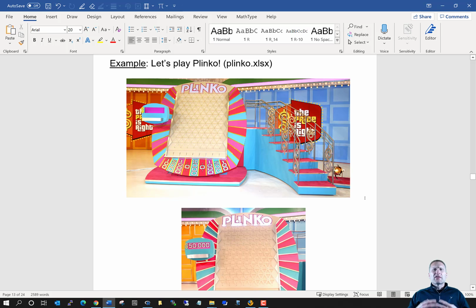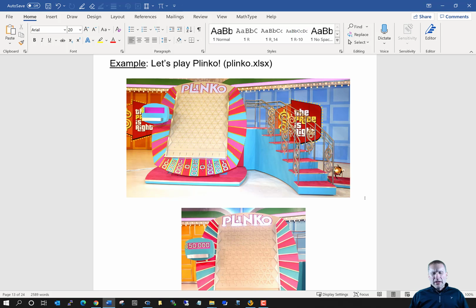Let's take a look at some other examples associated with discrete random variables, finding the PDF and finding the CDF associated with it. And our first example deals with the Price is Right game show, where we're going to play the game Plinko.